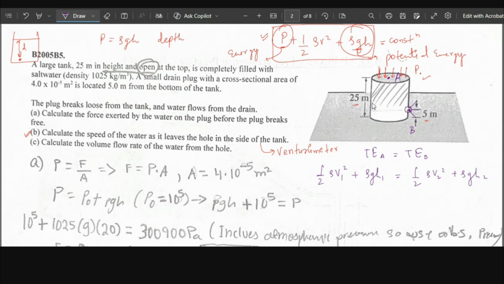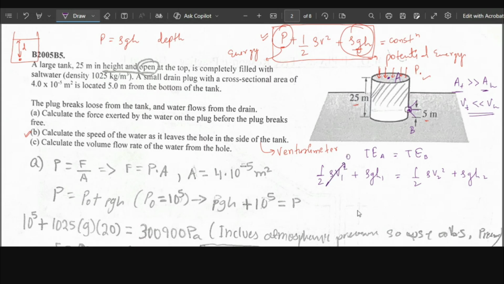Again, one more thing. If you just look at the whole and we just look at the top, let us try to compare the area. So the area at the top must be way greater than the area at the hole. When we observe such scenarios, we can simply say that the velocity at the top is going to be very much less than that of the velocity at the hole. So in that case, we just take V1 as 0.